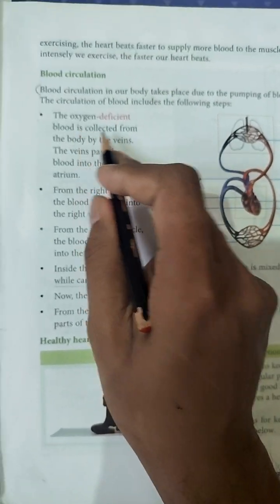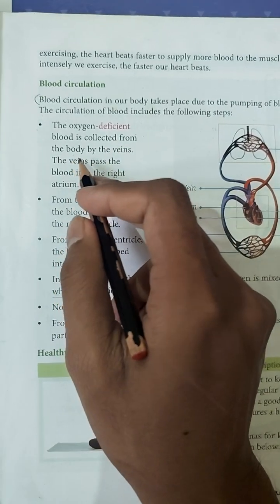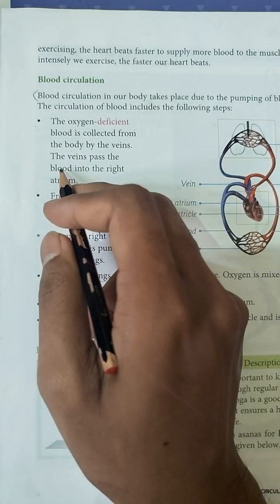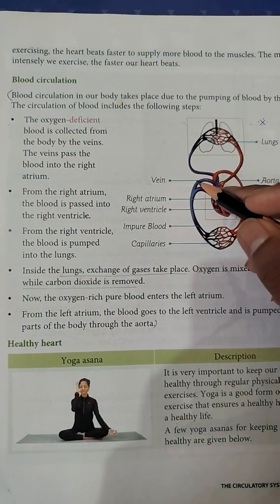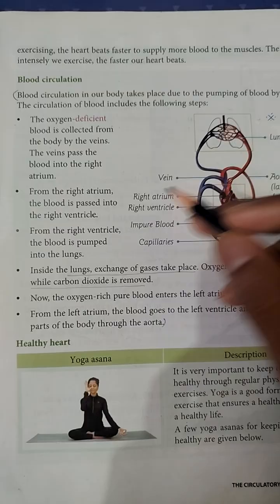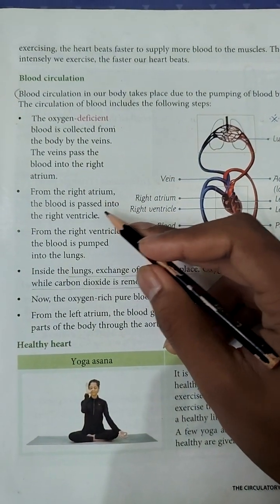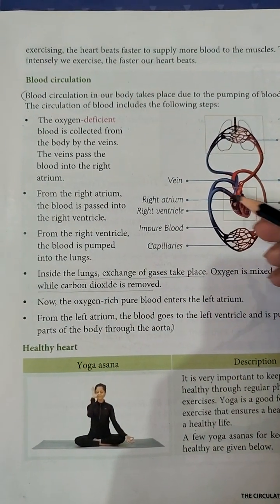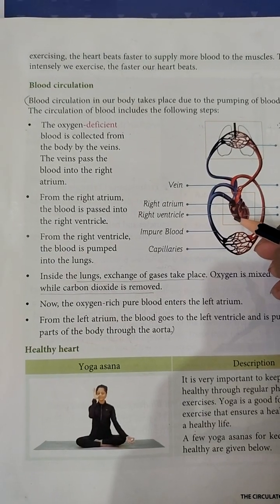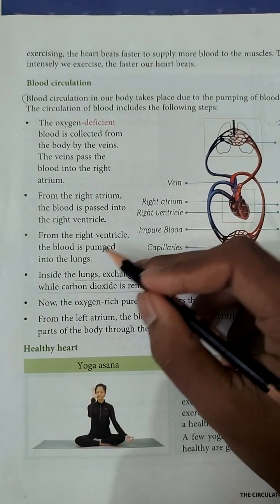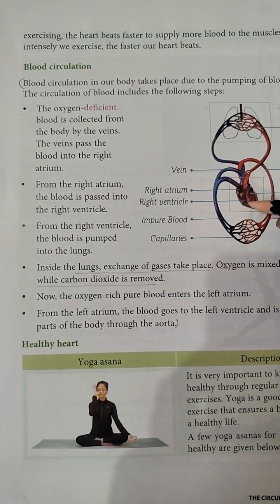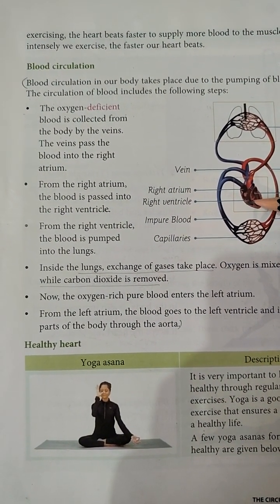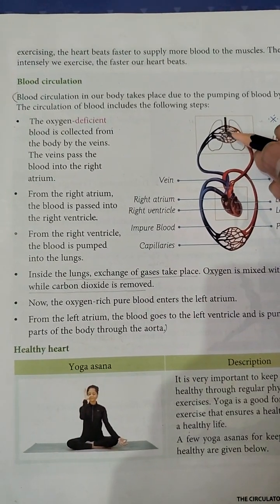The oxygen-deficient blood is collected from the body by the veins. The veins pass the blood into the right atrium. From the right atrium, the blood is passed into the right ventricle. From the right ventricle, blood is pumped to the lungs.